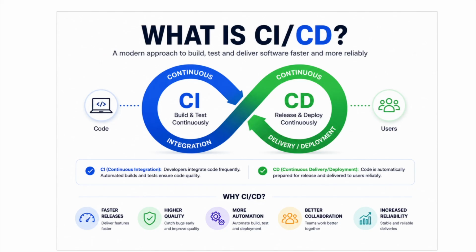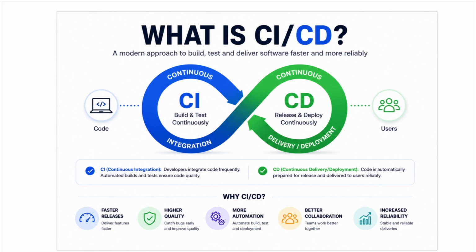What is CI/CD? CI stands for Continuous Integration. CD stands for Continuous Delivery or Continuous Deployment. In simple words, CI/CD is a process that helps teams build, test, and deploy software automatically. Instead of doing everything manually, many tasks are automated. This helps developers release software faster and with fewer mistakes. Today, most companies use CI/CD because it saves time, improves quality, and makes software delivery easier.